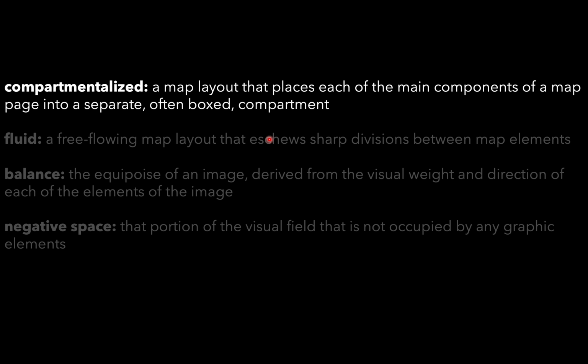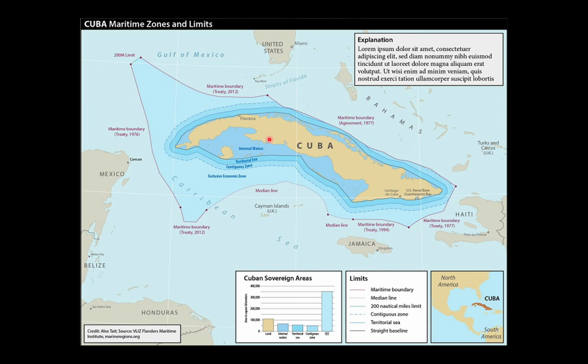Okay, and then another concept, there's two different types of kind of map layout flows that we use in cartography. One is known as the compartmentalized layout. And in the compartmentalized layout, that places the different components into their separate, often boxed or often sequestered compartments. So for example, you can make this map here of Cuba, maritime zone, and limits, and then in each of these textual explanations, graphics, your legend, your locator map, each of those are in different compartments or they're different containers. So this is what's known as a compartmentalized layout.